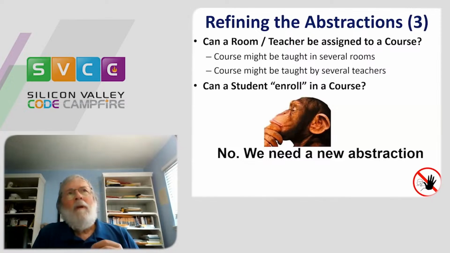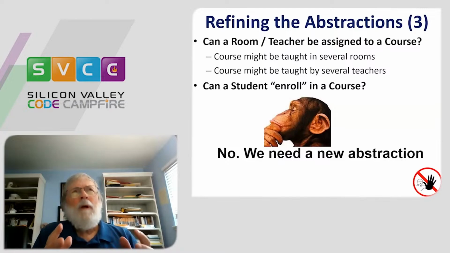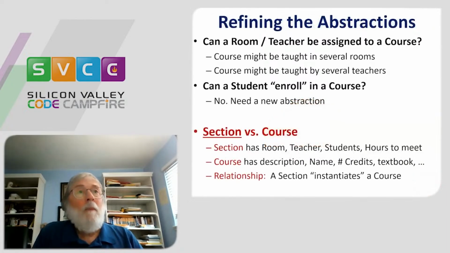And you realize there's an abstraction missing here. It's not that we've been talking about enrolling in courses, teaching courses, but course doesn't have that meaning in the application that we're defining. There's a new abstraction here, something else that's hiding in the details of the application that the software architect needs to identify. And it's a section. A course has many sections of a course. Each section has a room, has a teacher, and has students. Essentially, a section instantiates a course.